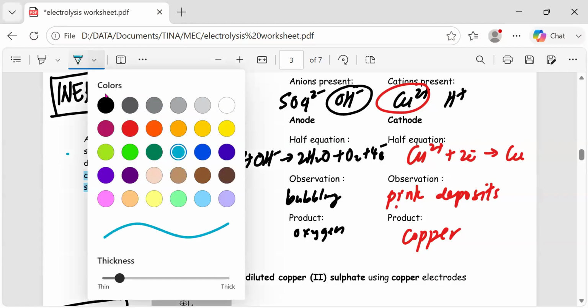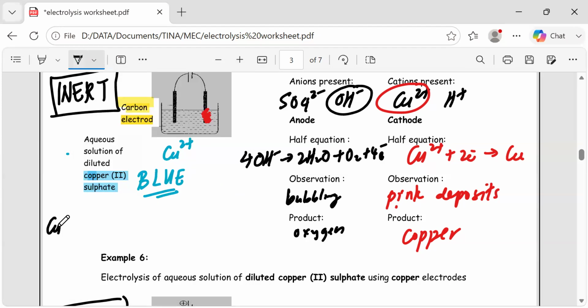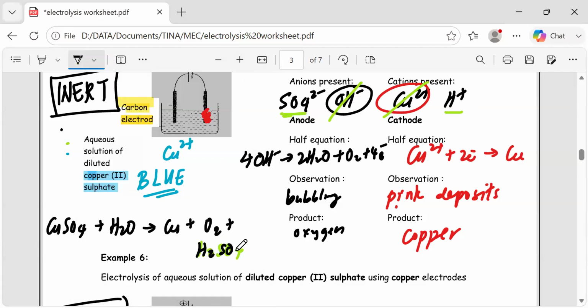Okay, so let's do the overall equation. You start out with copper 2 sulfate and water. At the cathode, you get copper. At the anode, you get oxygen. What is left over? This one and this one are chosen to be discharged. What is left over? Sulfuric acid. Do you understand? So you balance the equation. 2, 2, 2, 2. Everything 2 except oxygen.